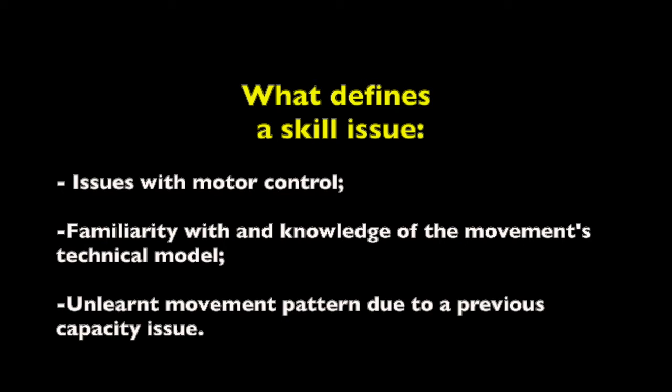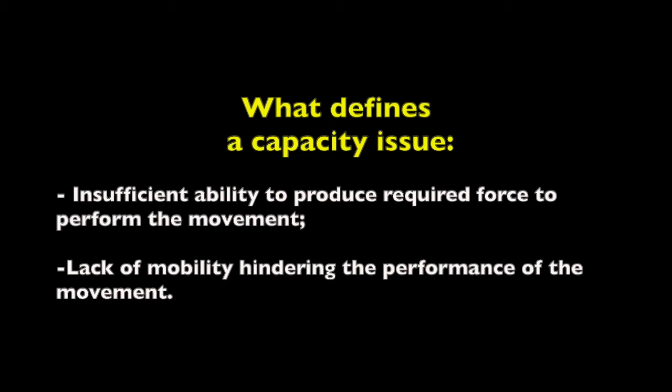Skill issues when performing a movement can be a result of motor control issues, knowledge and familiarity with the movement's technical model, and not previously learning the movement because of a previous capacity issue. On the other hand, a capacity issue can be defined as an athlete not having the sufficient ability to produce enough force to perform the movement or a lack of mobility and flexibility to perform the movement according to the technical model.